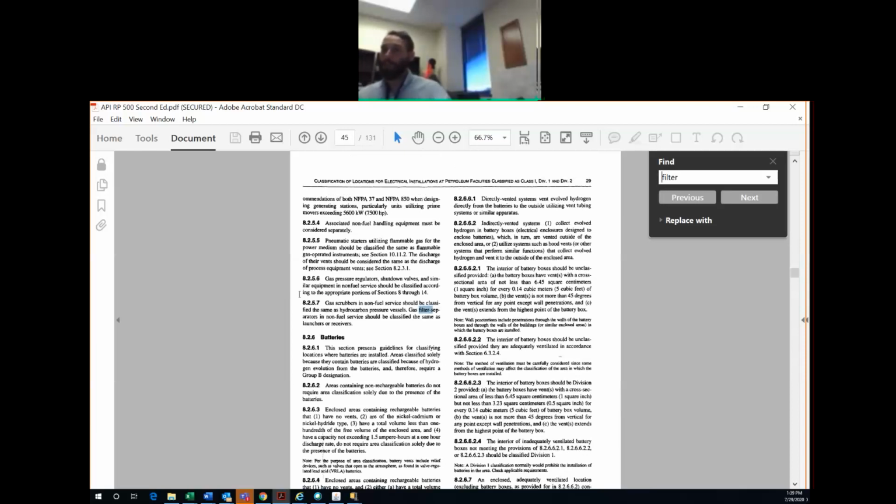Here's one of the more interesting statements given in API 500. It says that a gas scrubber that's in non-fuel service is just to be classified like a pressure vessel, which is a Class 1 Div 2 area.